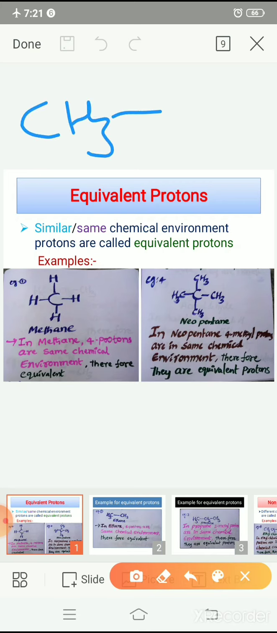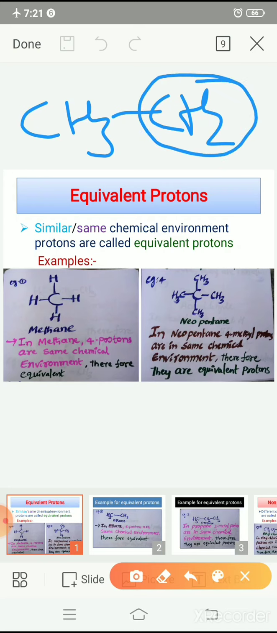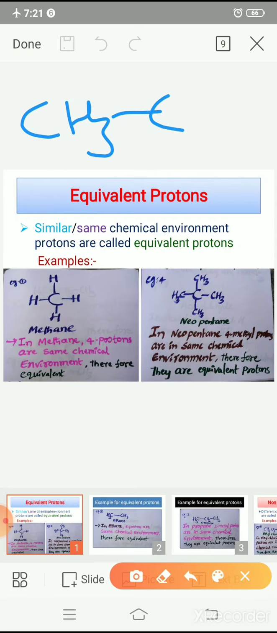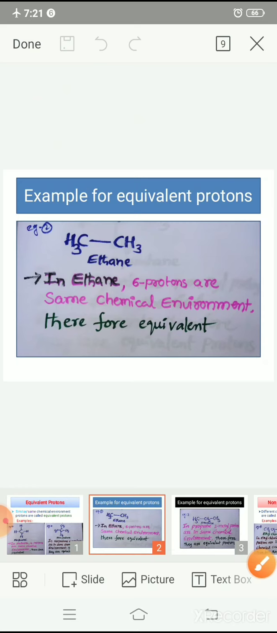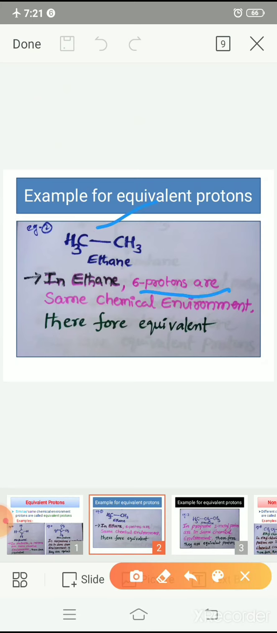But with one CH3 and one CH2, these two hydrogens are the same, but compared to CH2, this CH3 has different connectivity. So that's why these two are non-equivalent sets of protons. Next, another example, ethane. In ethane, 6 protons are in the same chemical environment, therefore equivalent.